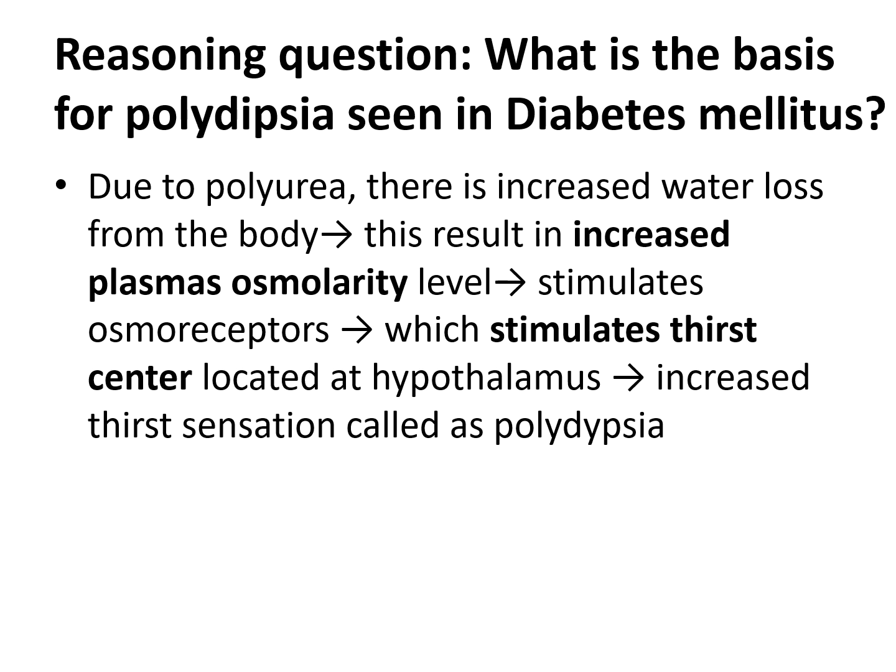What is the basis for polydipsia seen in diabetes mellitus? Polydipsia is increased thirst. Because of polyuria seen in diabetes mellitus, there is increased water loss from the body. This causes an increase in plasma osmolarity. Increased plasma osmolarity now stimulates the osmoreceptors, which in turn stimulate the thirst center, which is located in the hypothalamus, and this results in increased thirst sensation, which is called polydipsia.